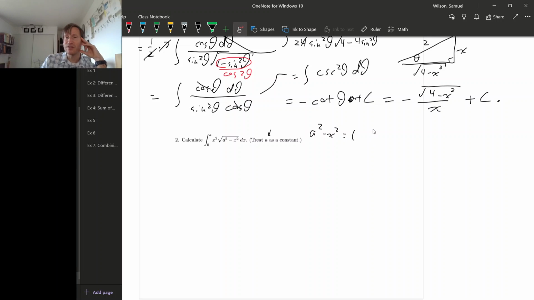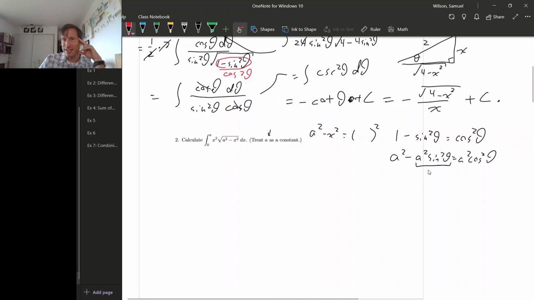We want this to be a perfect square, so we should use sines and cosines again, right? The Pythagorean identity for sine and cosine says that 1 minus sine squared theta is equal to cosine squared theta, right? We want this right-hand side to be a perfect square. We have an a inside, though, so if we multiply this whole thing by a squared, we get a squared minus a squared sine squared theta equals a squared cosine squared theta. So what this is telling us is that, right, in our integral, we have an x in this position.